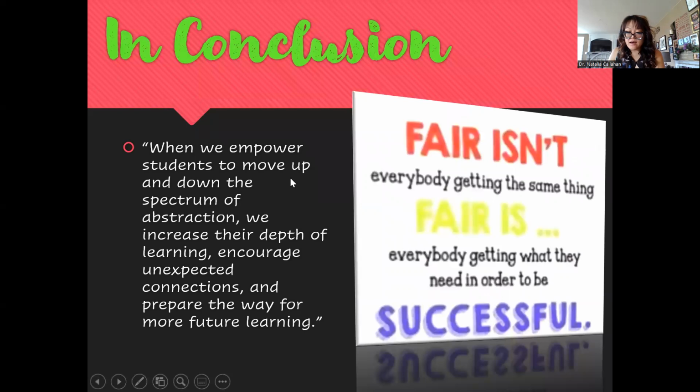So in summary, I thought that chapter 21 of the Depth and Complexities book summarizes class best when it stated, when we empower students to move up and down the spectrum of abstraction and depth of complexities, we increase their depth of learning, encourage unexpected connections, and prepare the way for future learning.